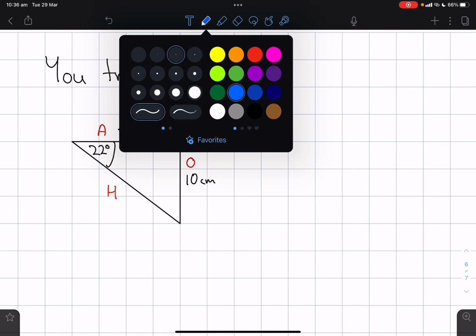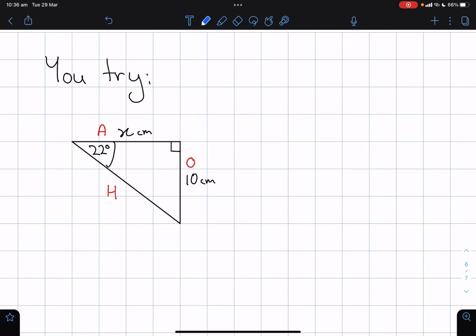Step two, we need to determine what ratio to use. I see that we have information in the opposite length and the adjacent length, so to me, that's ringing tan bells. So we're going to use the tan ratio. Tan theta equals opposite over adjacent. Now we're just going to substitute in all of our information. So tan 22 equals opposite is 10 and adjacent is x.